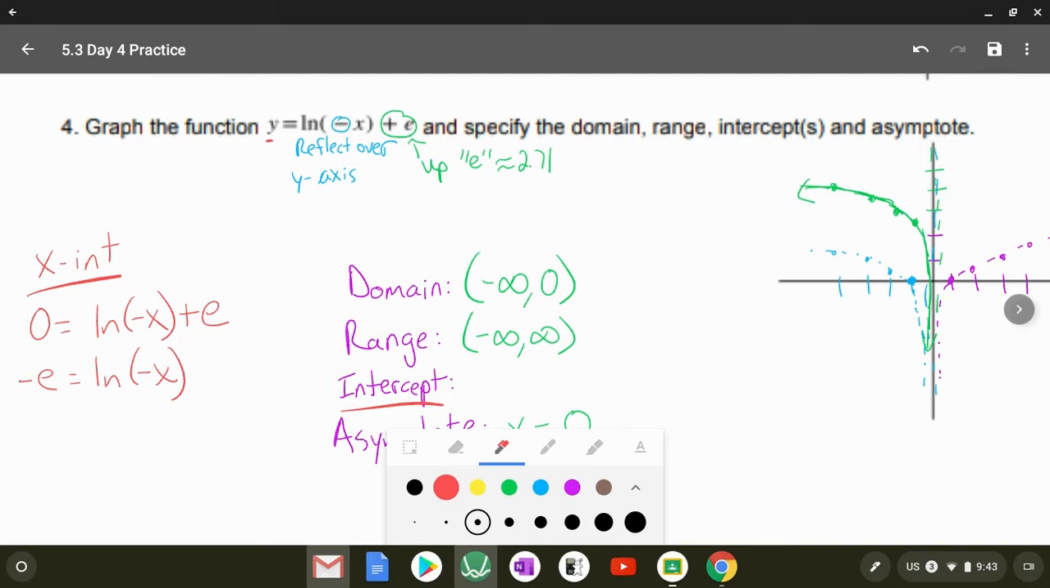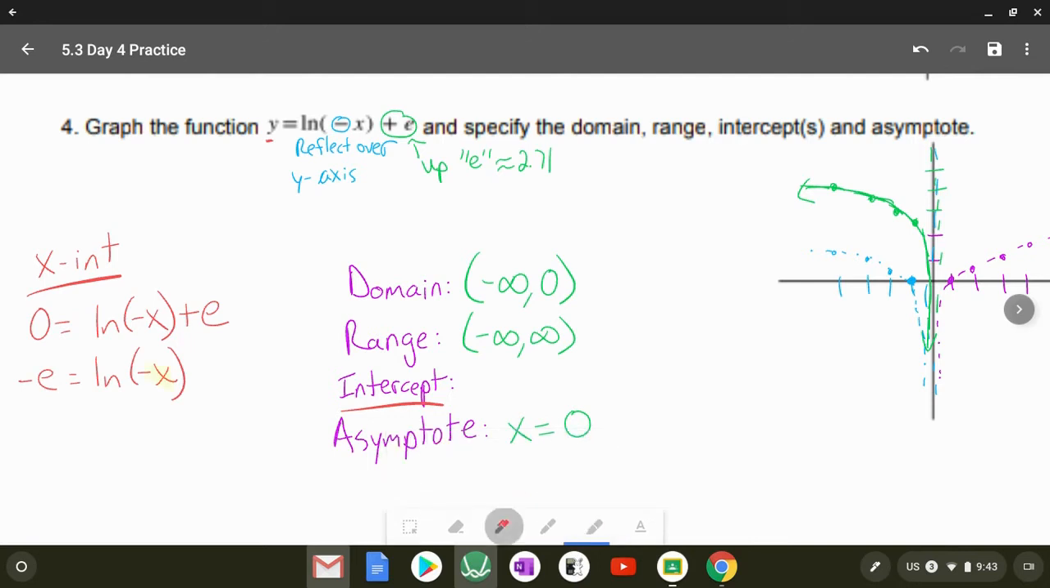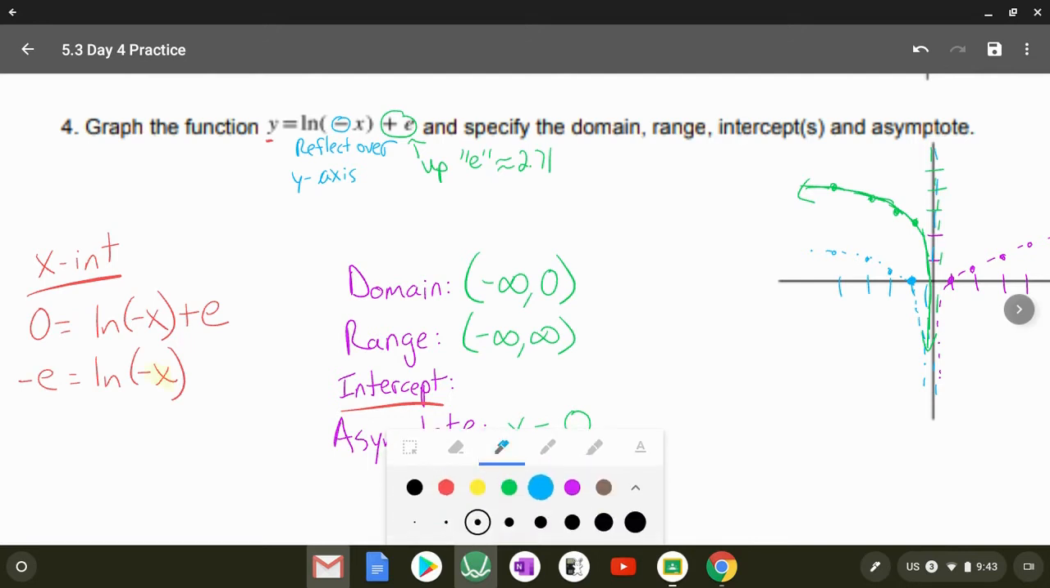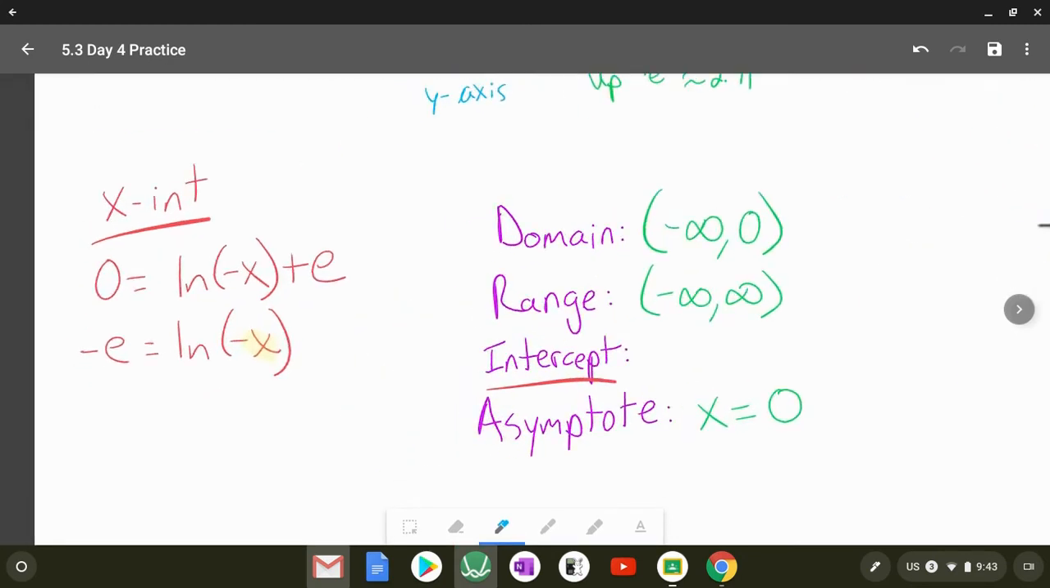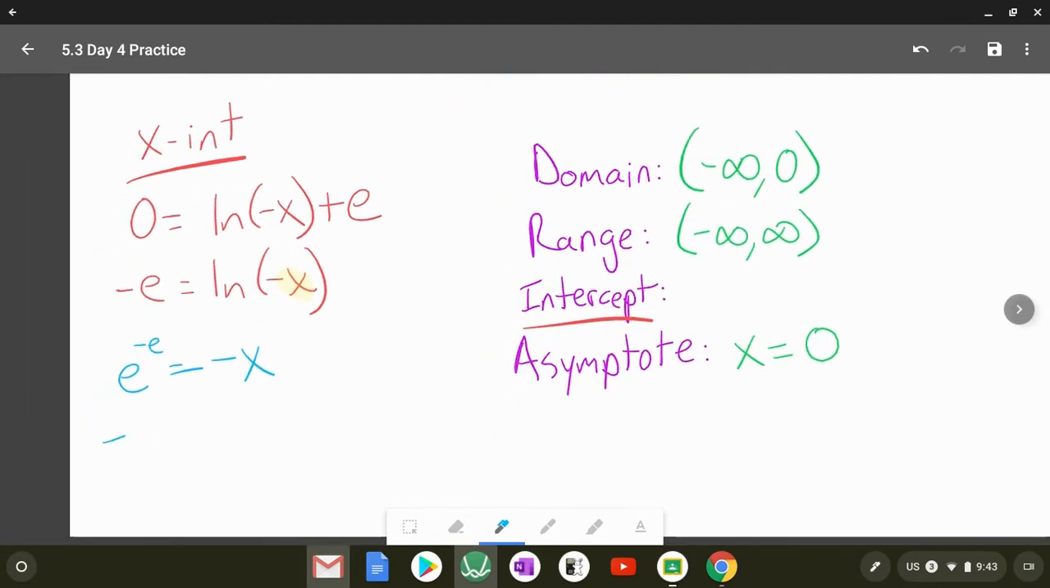And then since x is on the inside, we got to convert to exponential form. So remember the base is e. So we have e to the negative e equals the inside of our log function, and then just divide by a negative. So we have negative e to the negative e equals x. And I know it looks goofy. If you want, because there's a negative in the exponent, you can say x equals negative 1 over e to the e. And it looks like a goofy number.